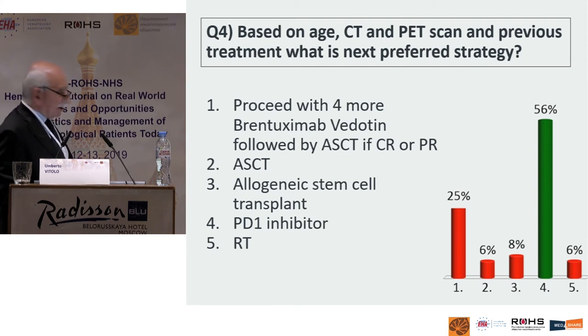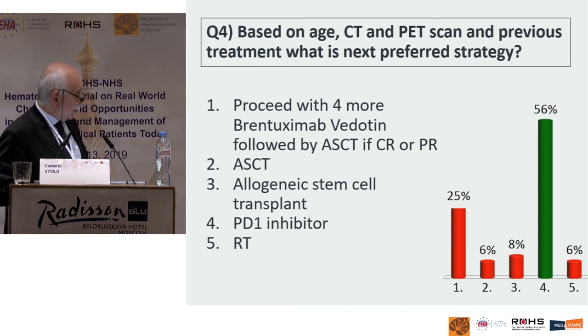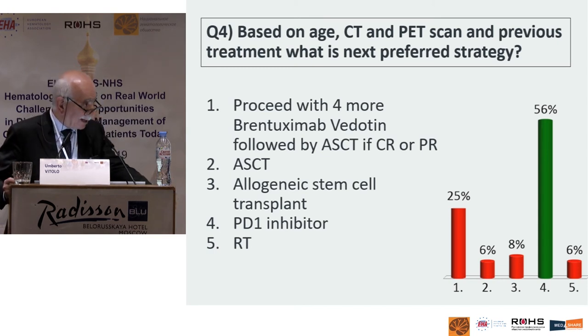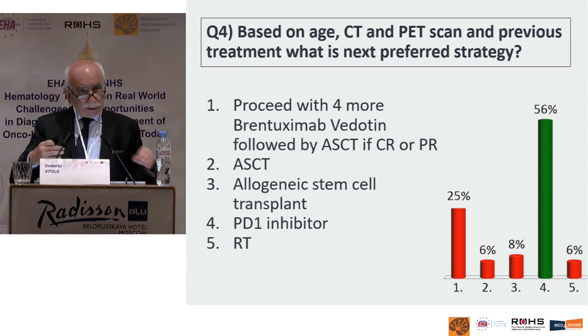Okay. I've noticed before that the use of PD-1 inhibitor is largely used in Russia, and just a brief comment on the first answer: if you have already given four doses of brentuximab vedotin, it's not worthwhile to proceed with additional doses if the patient did not respond, because the response to brentuximab vedotin is quite fast. If you do not achieve any type of response, at least a partial response, after the first four doses, there's no reason to proceed with additional four doses, because you don't increase the response at that time.